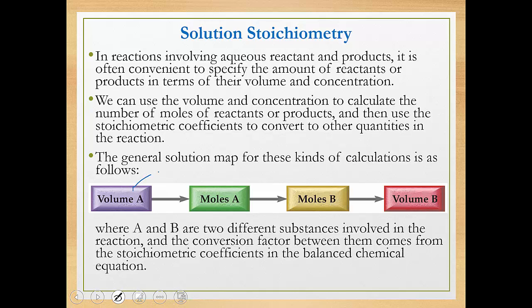This should look fairly familiar on the solution map. From volume of A, we find moles of A, then we go from moles of A to moles of B based on stoichiometry. That goes in right here. Stoichiometry is here. This is the concentration that we're going to use, and now we can use concentration again to get from moles to volume. This is exactly the same as what we've been doing with other stoichiometry, only instead of grams and molar mass, we're using volume and molarity. The mole-to-mole step is exactly the same.